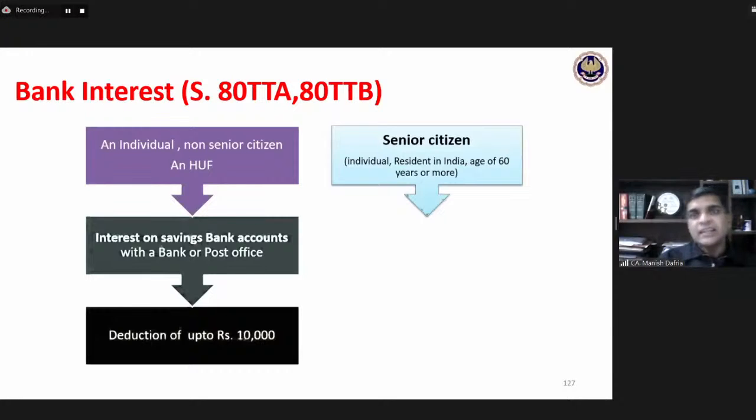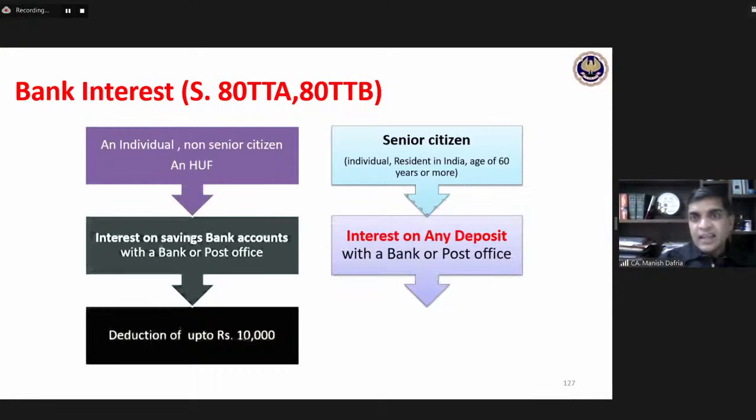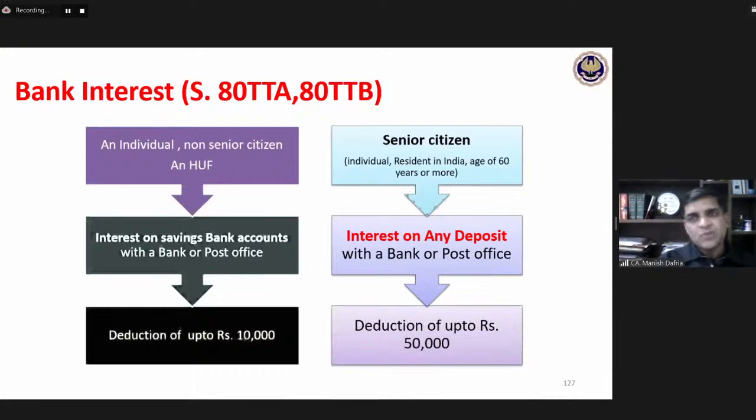Then come to 80TTB. This is available for the senior citizens. Senior citizens, that is individual resident in India, age is 60 years or more. Senior citizens. Interest on any deposit, deduction up to rupees 50,000.